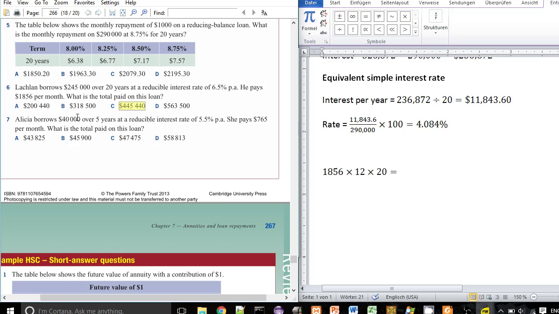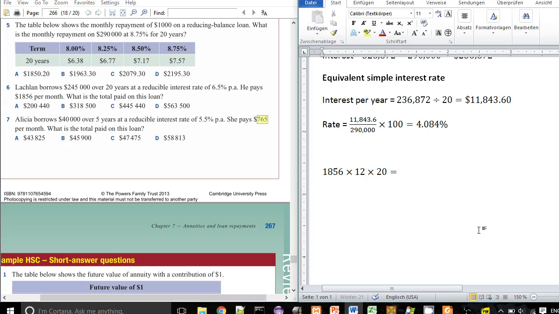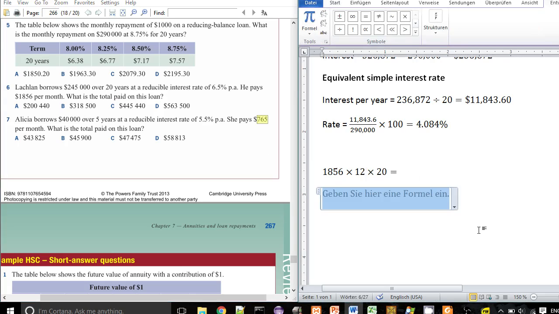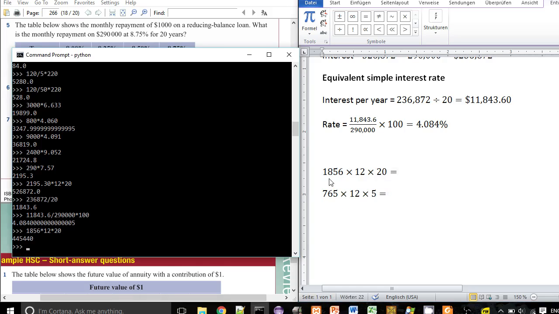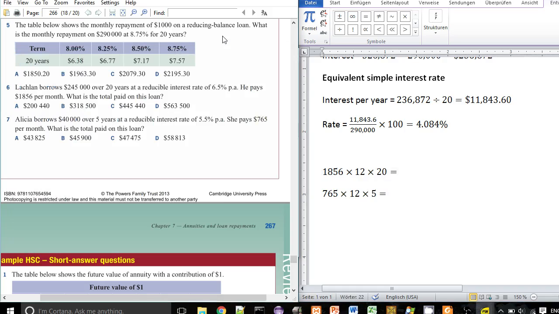Okay, Alicia borrows 40,000 over 5 years. Okay, total pay, easy. That much per month for 5 years. We don't even need to know the other parts. Okay, so that's for this one. So 765, there's 12 months in a year, and it's 5 years, or 12 times 5 is 60. You can also do that. I'll do that, 765 times 60, same answer. 45,900. So B is the answer.